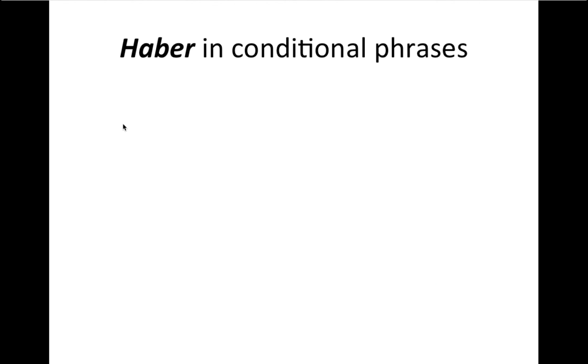So in setting up conditional phrases using haber, let's start simply with the word si. Notice there's no accent on it, and therefore si means if. Si with an accent means yes. Si without an accent means if. So we have basically three different clauses with si that we can use. Right now, or in the past, expressing possibility or expressing impossibility.